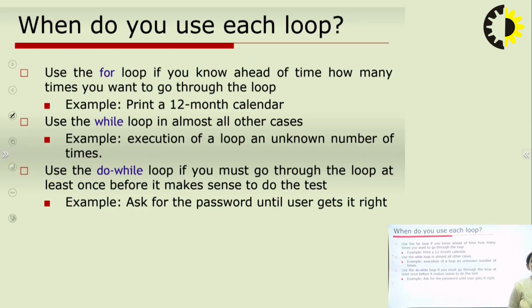Now, when do we use each loop? The for loop is used where we know the number of iterations. The while loop is normally used where the number of iterations is not known. The do while loop is used where we want the execution of the loop to be done at least once. So this is the basic difference between the usage of the for, while and the do while loop.